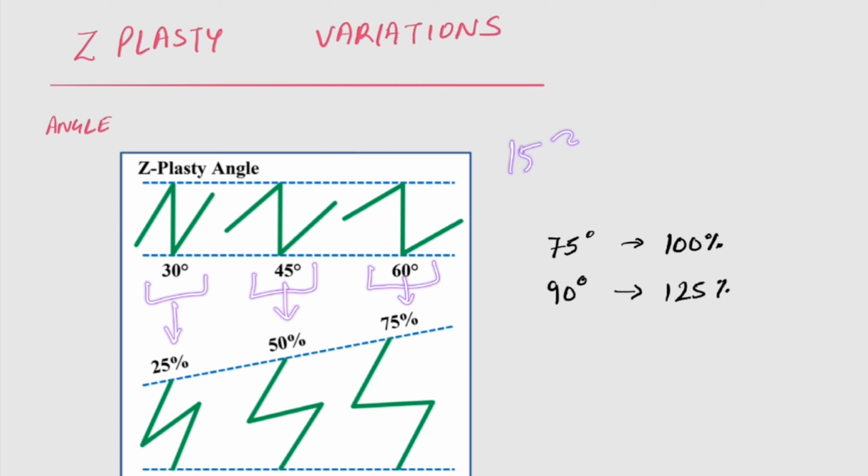So for every 15 degree there is 25% increase. So 75-degree angle causes 100% increase and 90-degree angle causes 125% increase. Smaller angles rotate easily but provide less lengthening. Moreover, the larger angles provide greater lengthening, but they are technically more difficult.